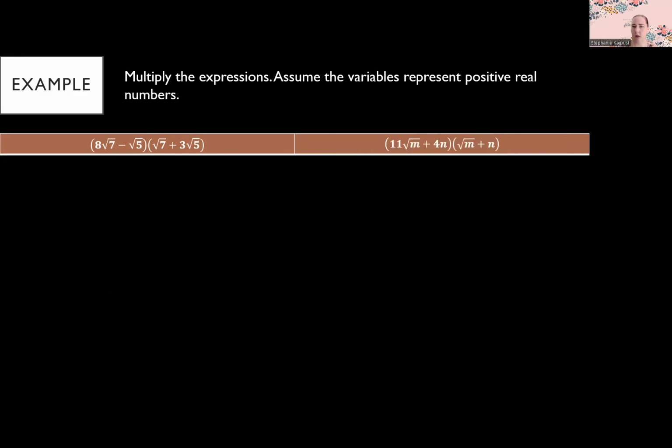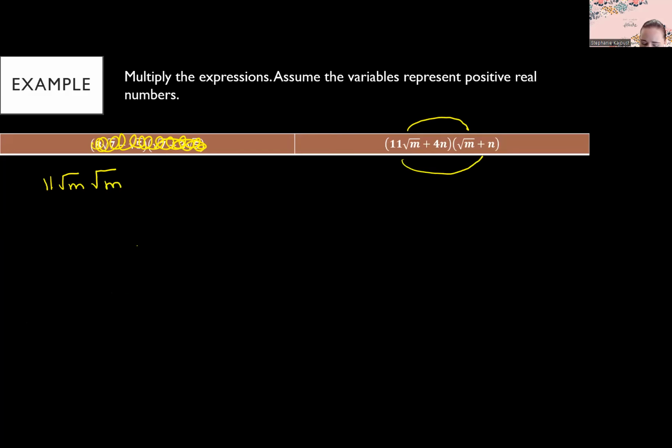Okay. So now we'll do the second example here. We have 11 times the square root of m plus 4n times the square root of m plus n. So FOIL. 11m times the square root of m. So I'm going to just write that out.